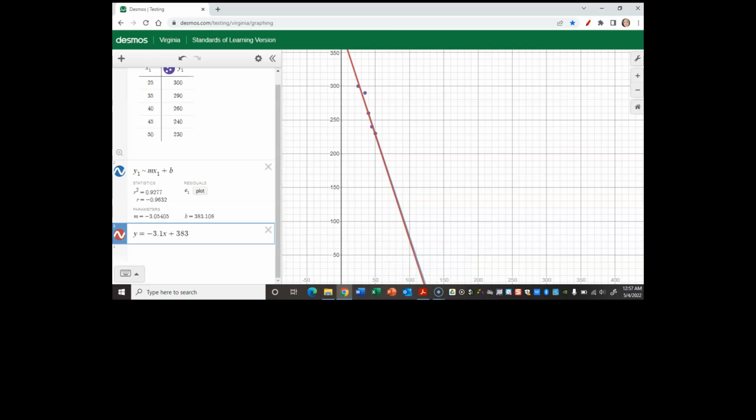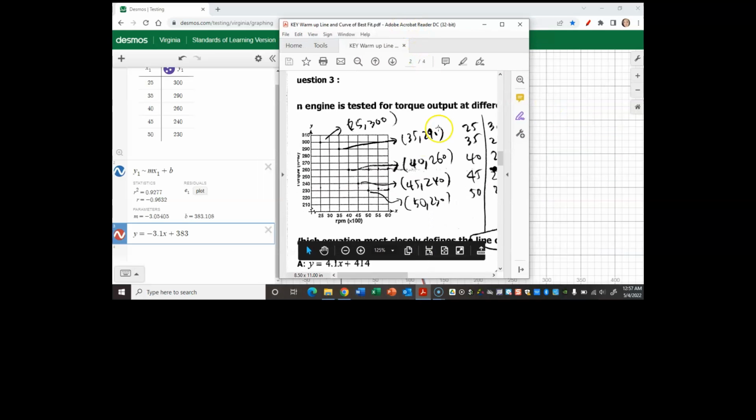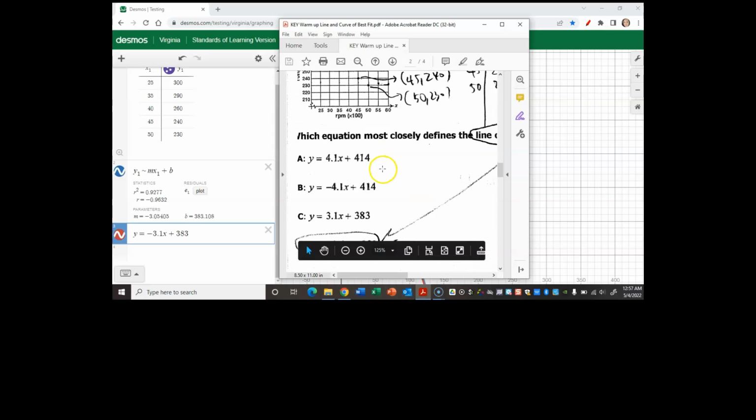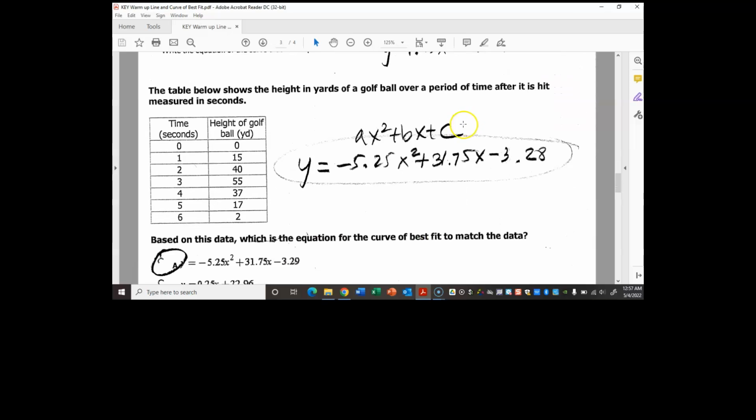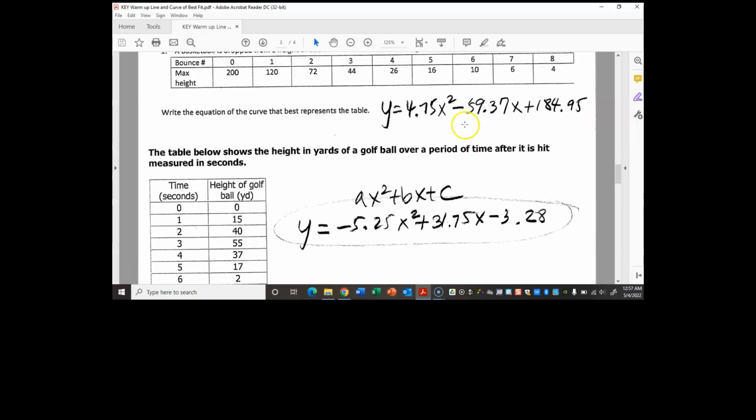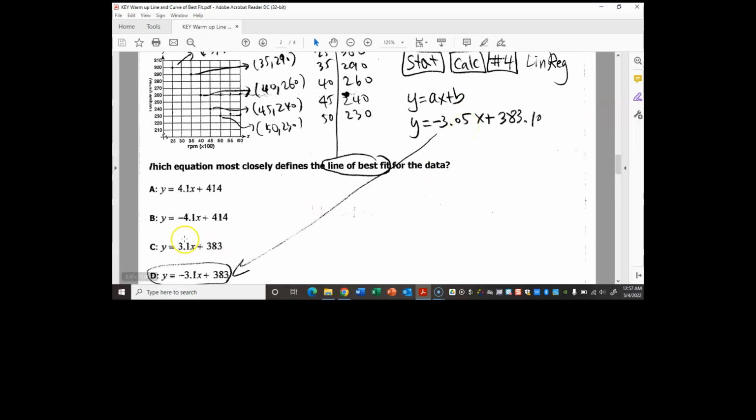So we're going to pick an answer. What will be the answer for that question? Let's take a look at that. D, letter D, right? So D will be the best choice. Go ahead and circle D.